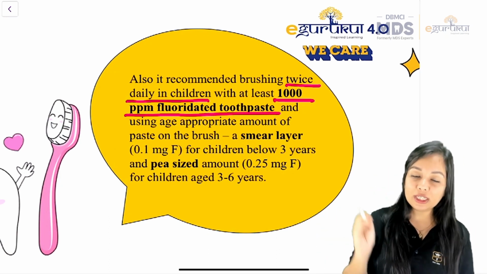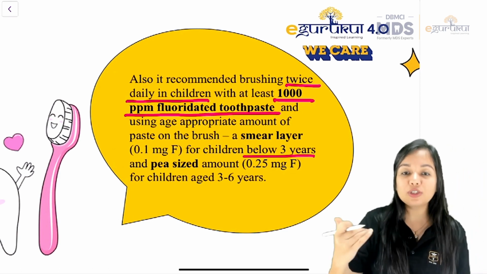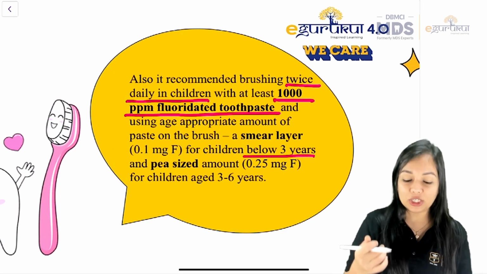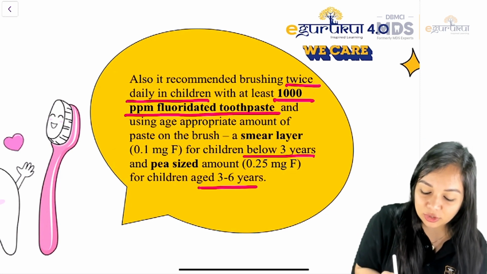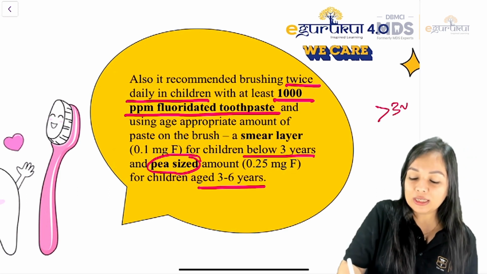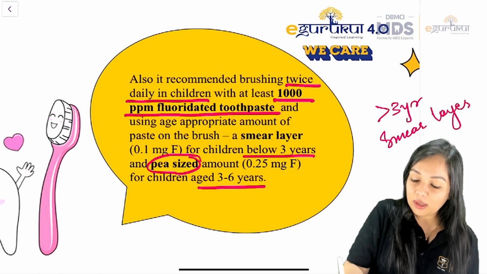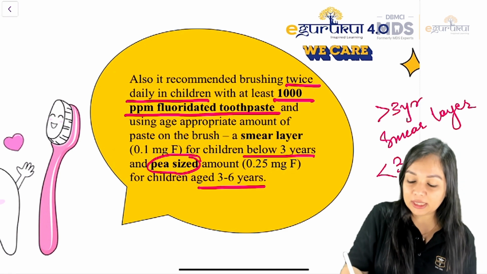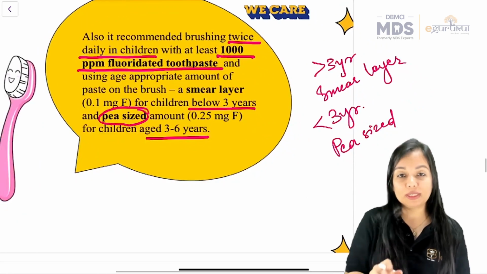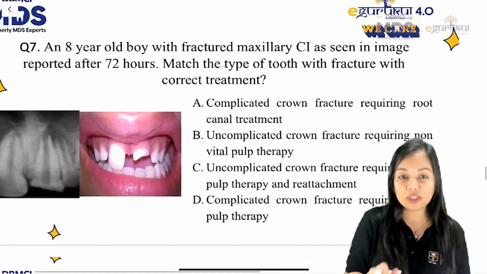So when we talk about age appropriate amount, if the child is below 3 years, then a smear of toothpaste should be used on the toothbrush for brushing. And if the child is above 3 years, or 3 to 6 years, a pea-sized amount should be used. So below 3 years means a smear layer of toothpaste, and more than 3 years means a pea-sized amount of toothpaste. Is it clear?